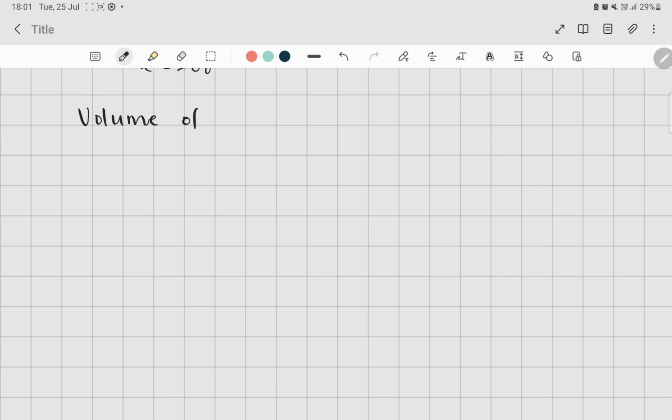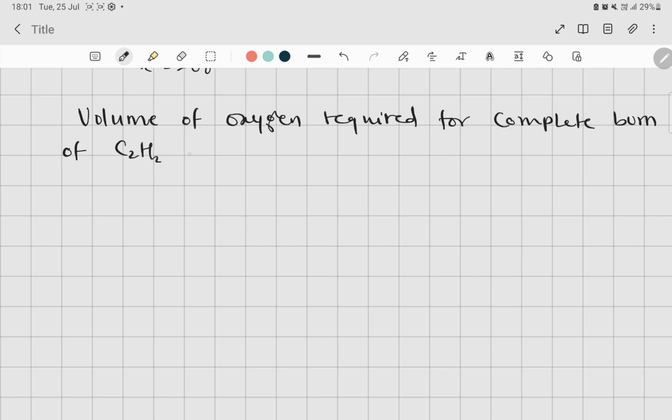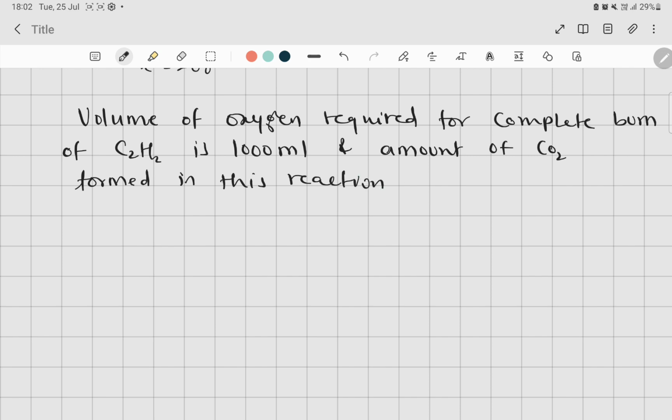The volume of oxygen required for the complete burn of C2H2 is 1000 ml, and the amount of carbon dioxide formed in this reaction is 800 ml.